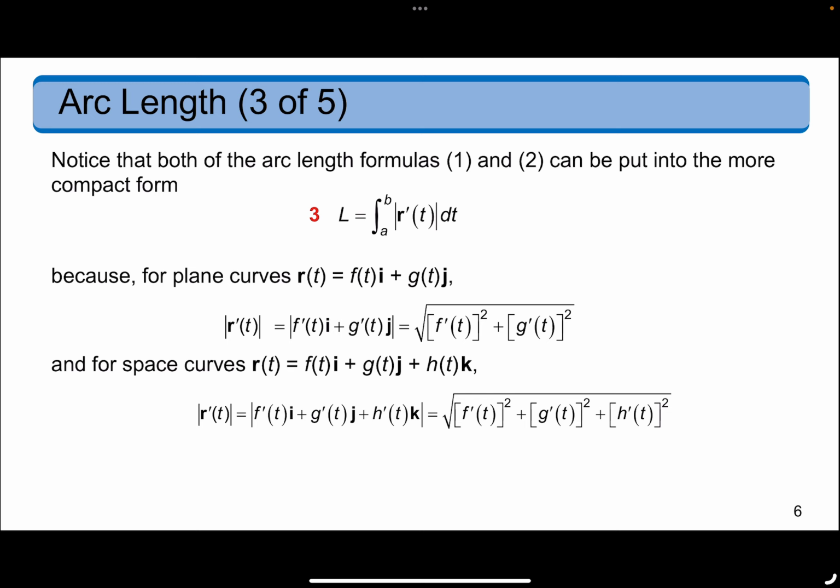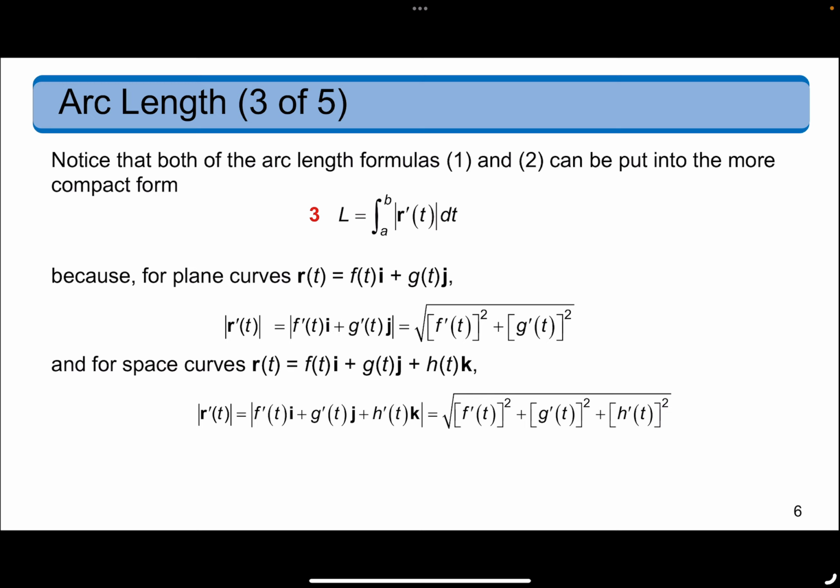Because for plane curves, r of t is equal to f of t i plus g of t j. So r prime of t is the magnitude of f prime of t i plus g prime of t j, which is equal to the square root of f prime of t squared plus g prime of t squared.